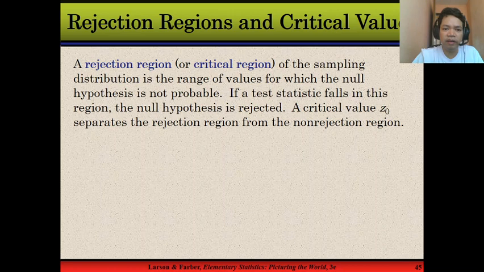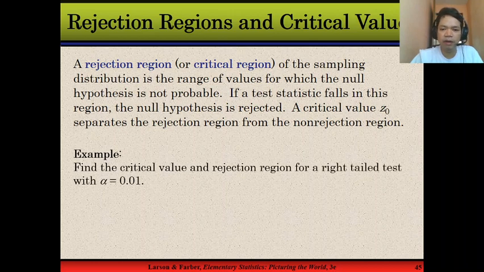Okay, so a rejection region or critical region of the sampling distribution is the range of values for which the hypothesis is not probable. So if a test statistic falls in this region, the null hypothesis is rejected. Tinitingnan lang natin kung magpo-fall ba siya roon sa rejection region or hindi. A critical value z sub 0 separates the rejection region from the non-rejection region. So ibig sabihin, meron kang rejection at acceptance region.